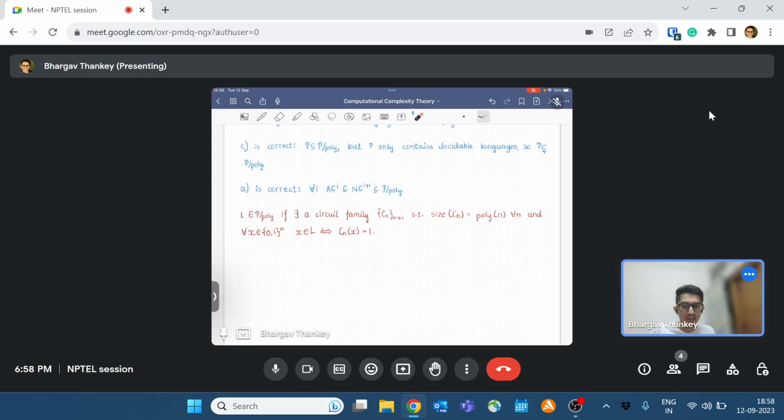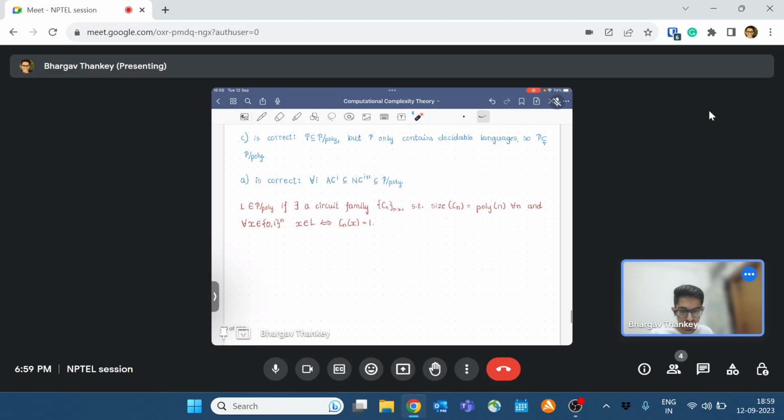So when can this happen? This can happen if there exists a Turing machine that, when I give it n, can output the description of C_n. If I had a Turing machine which on input n can output the description of C_n, all I have to do is take x, output a description of C_n, and evaluate x on C_n and see what its output is, right?